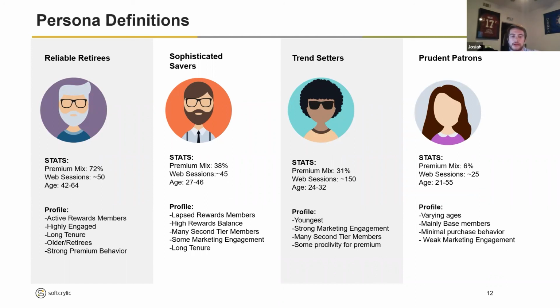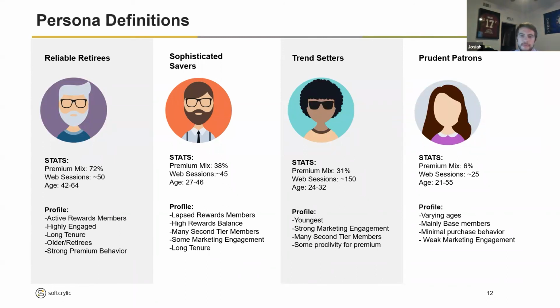The third cluster we see here is trendsetters, right? Highly engaged with marketing, the highest number of web sessions out of any of these personas, and still around 30% purchased premium products before. So we know there's an appetite for it, even if not everyone there has purchased that before. And finally, the last one we notice here is prudent patrons. They are the lowest membership tier here. Not a whole lot in terms of engaging with marketing, and not too many online sessions throughout the year.